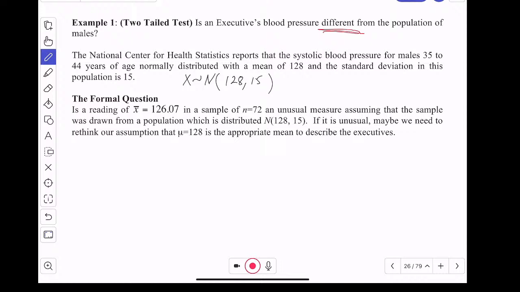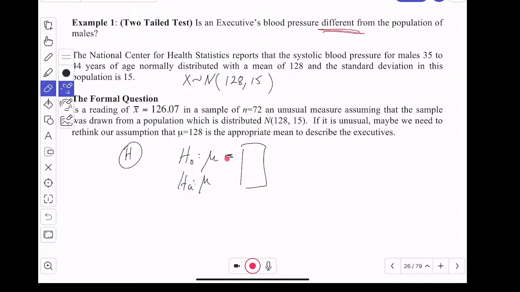So what is the status quo? What should we believe? We should believe there's no difference, right? That is the guiding principle of the null hypothesis, that there's nothing special about executives, that they are no different than other males. So we're going to set this up. Now notice what I'm doing differently here for the hypotheses: I'm using mu instead of p, but everything else is the same.